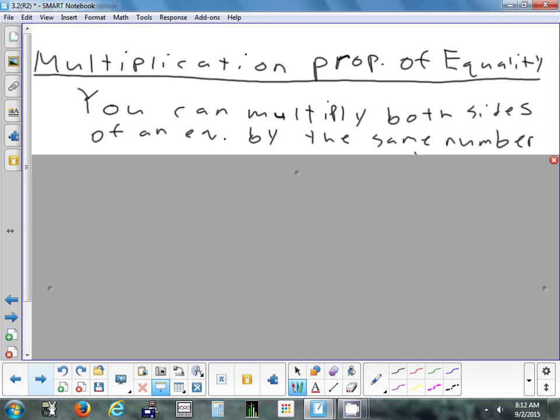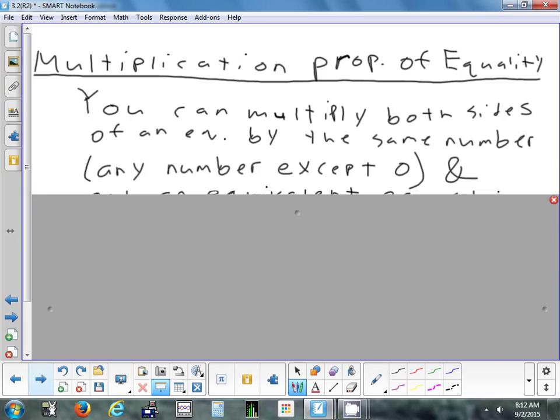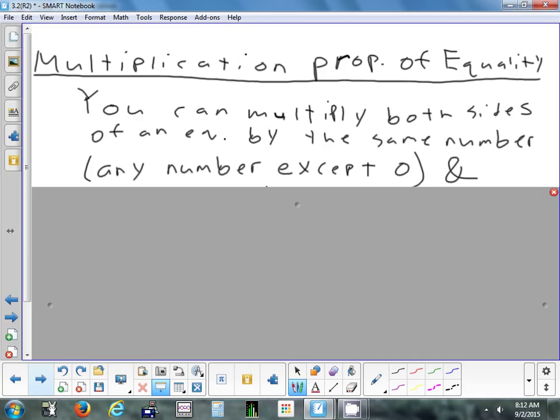There is only one number you are not allowed to use. What number can you not multiply both sides by? Because if you did this, it would wipe out your equation. You'd have nothing left. Ryan? 0? Yeah. You can't multiply both sides by 0.